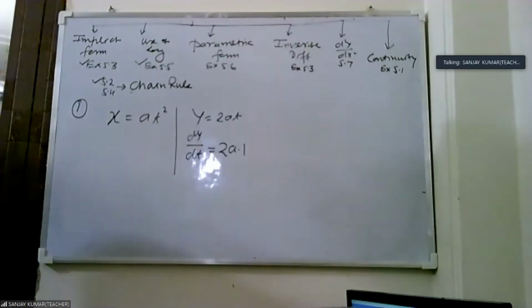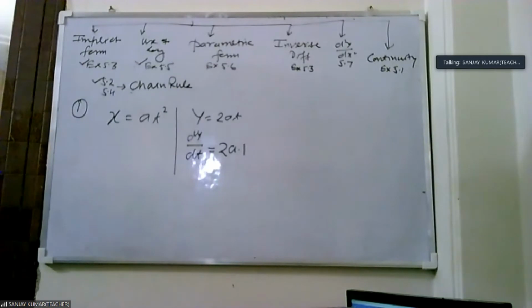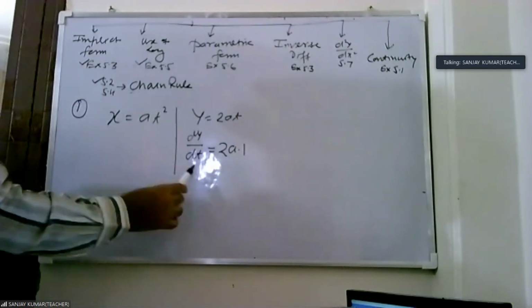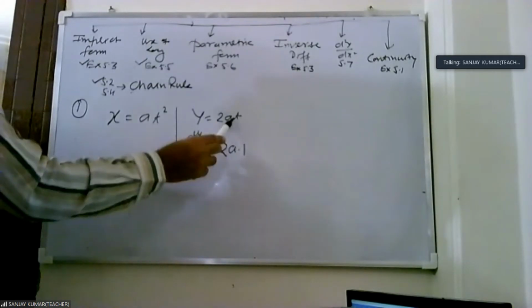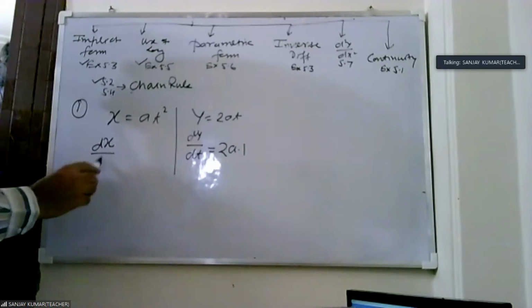Okay? So we start now the parametric form. That is very, very easy. 5.6 exercise. Today we complete only the 5.6 exercise. If time remains then we start 5.4. So this is dy by dt. This is 2a into 1. The derivative of t is 1. Similarly, we find dx by dt.